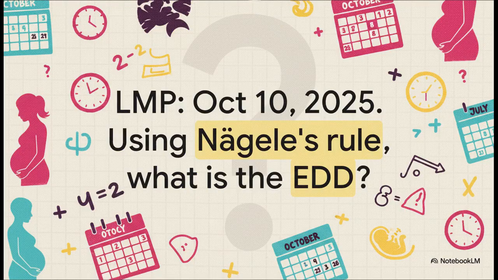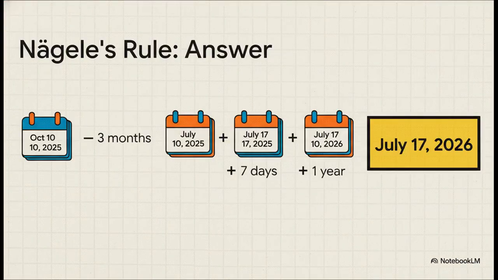Okay, first one up. A client's last menstrual period started on October 10th, 2025. Get out your mental calculator and use Naegele's rule to figure out the EDD. Think back to that formula. And the answer is July 17, 2026.